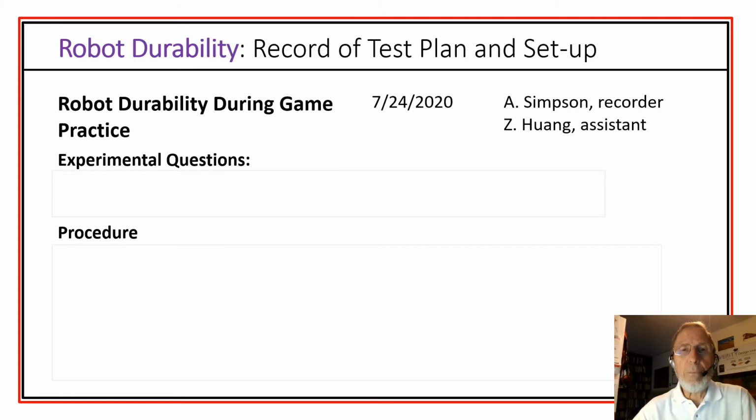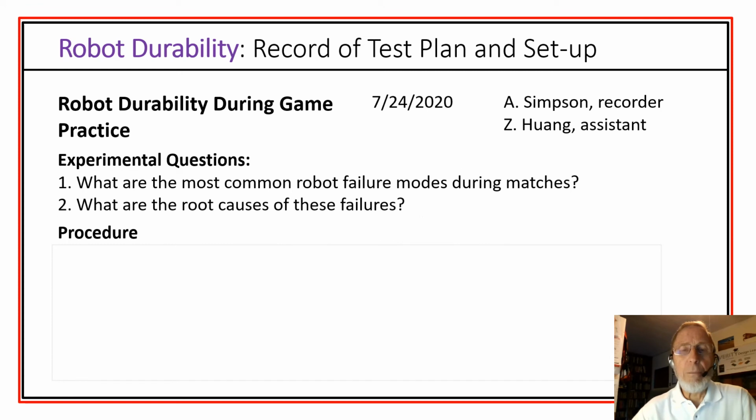Let's take another example. Perhaps we're concerned about the durability of a robot. So what would the questions be in this case? Number one, perhaps, what are the most common robot failure modes? Okay, well, how does it fail? And number two, what are the root causes of these failures? In other words, what really caused the failure to occur?